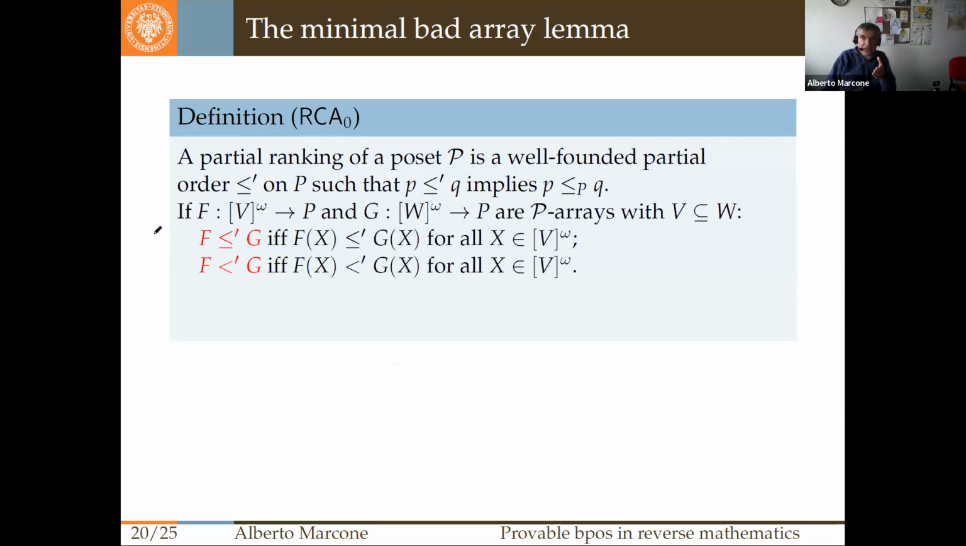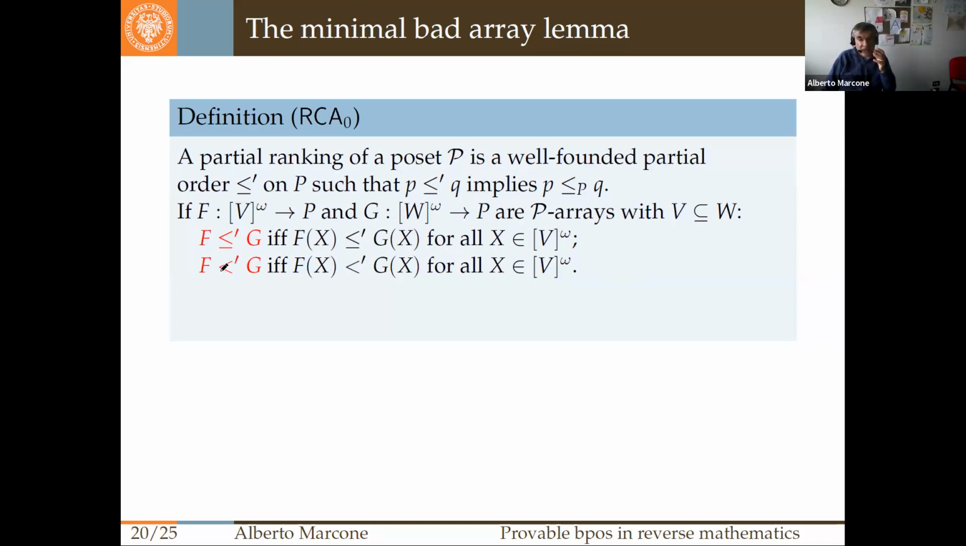Now we say that you have two P-arrays and you want to compare them. One, F, has as domain the infinite subsets of V, and the other one, G, has as domain the infinite subsets of W. Now you ask that V is a subset of W. If you want to say that F is less than or equal prime to G, you are asking that on any input which makes sense for both functions, so any infinite subset of V, which is also an infinite subset of W, since V is a subset of W, F(X) will be less than or equal prime to G(X).